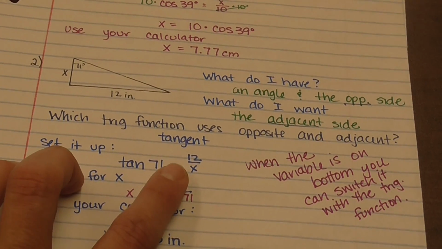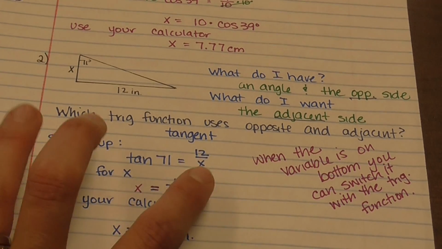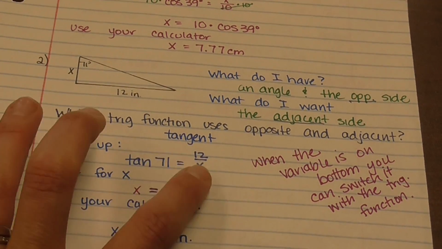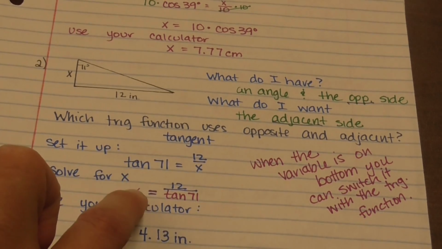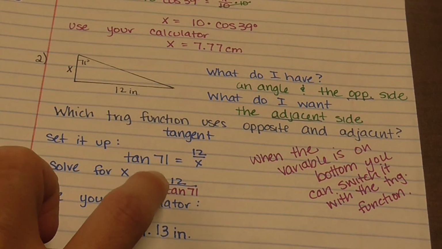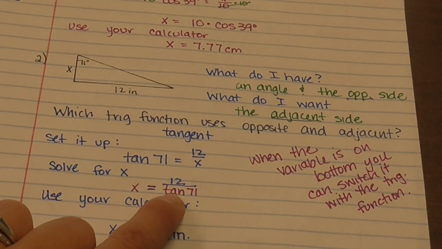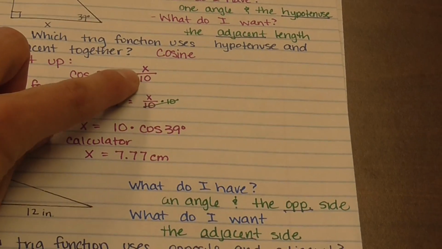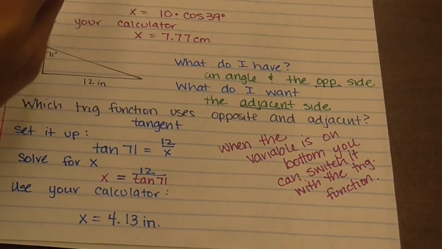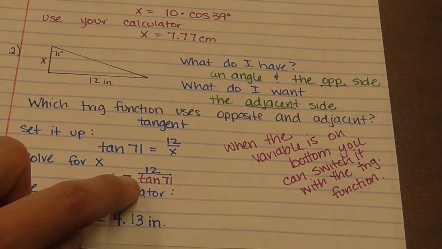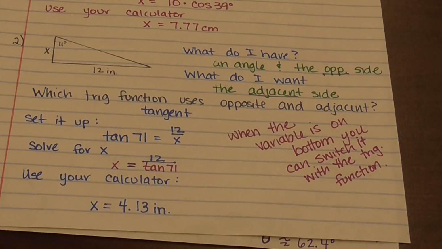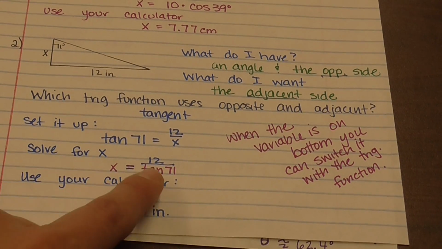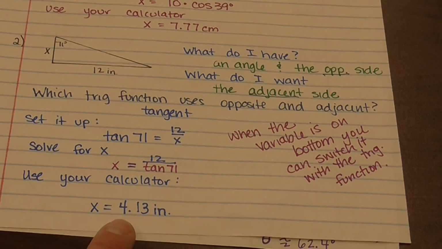So when the variable is on the bottom, you actually switch the trig function and the variable. So they switch places. So to solve for x, I switch the places and I get x equals 12 divided by the tangent of 71. So when x is on top, it's a multiplication problem, and when x is on bottom, it becomes a division problem. So again, you just type in 12, the divided by sign, and tangent 71, and you get x equals 4.13 inches.